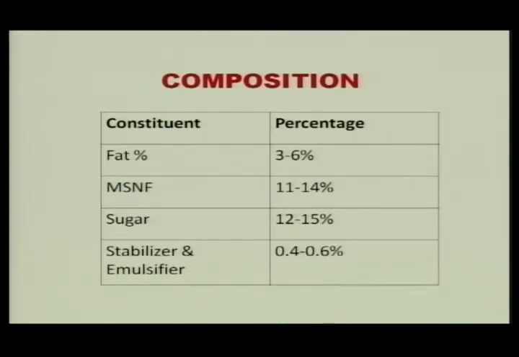Now, this is the average composition. We say for a soft ice cream, the fat should be 3 to 6%. It can go lower also, but then you remember the cost will be less, but it can give you a coarse texture. Similarly, MSNF should be in the range of 11 to 14%. Sugar can be 12 to 15%, stabilizer and emulsifier 0.4 to 0.5%. This is the composition of this.